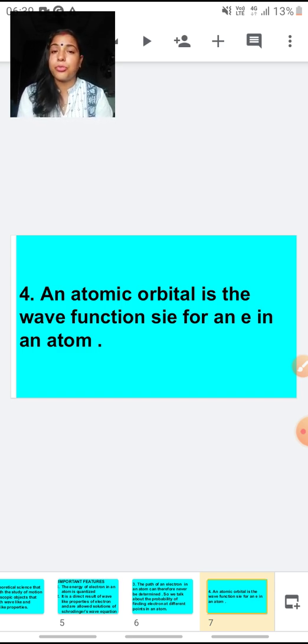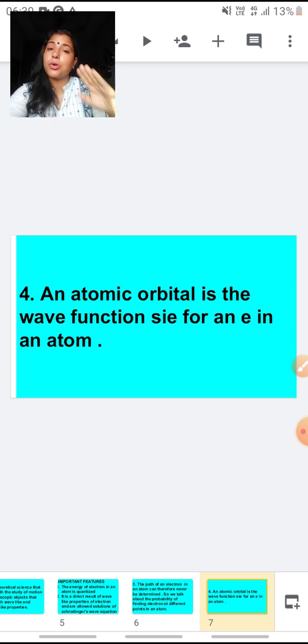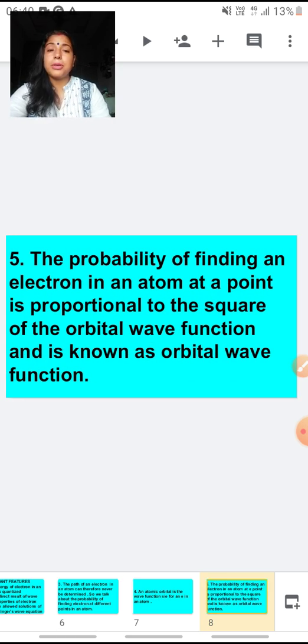The Schrödinger wave equation is not there in your syllabus. You have to just remember this. Quantization of energy is also not there. These quantum mechanics principles are not there, only the quantum numbers are there in your syllabus. So you have to just remember these things. But if you do not know this, you will not be able to understand the concept of quantum numbers. Now next, the probability of finding an electron in an atom at a point is proportional to the square of the orbital wave function.